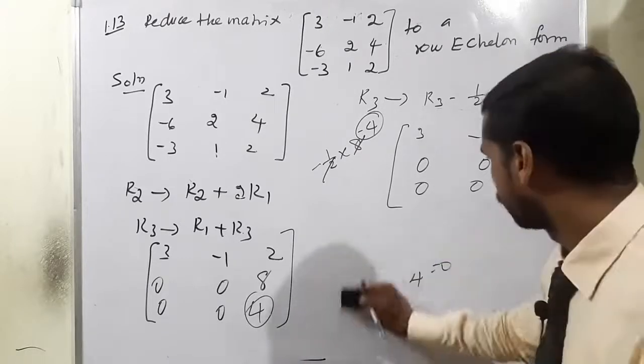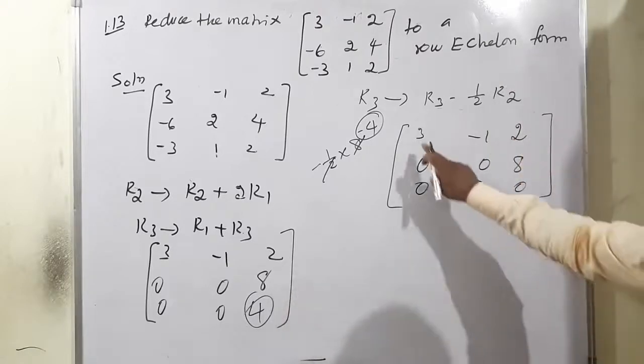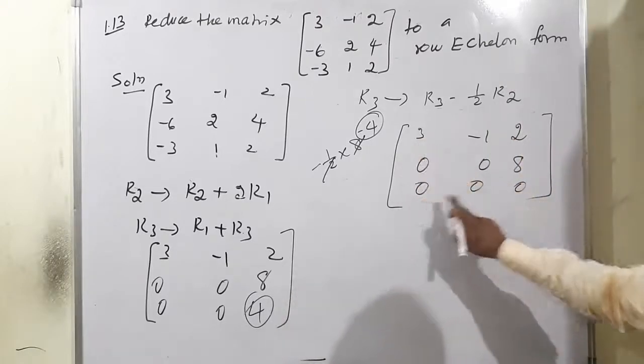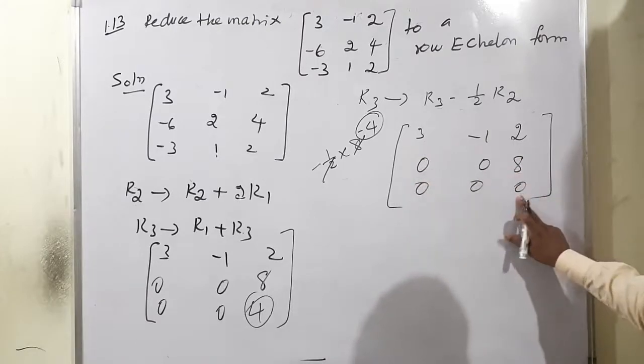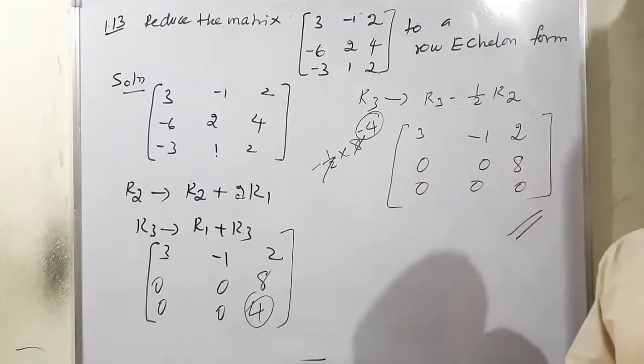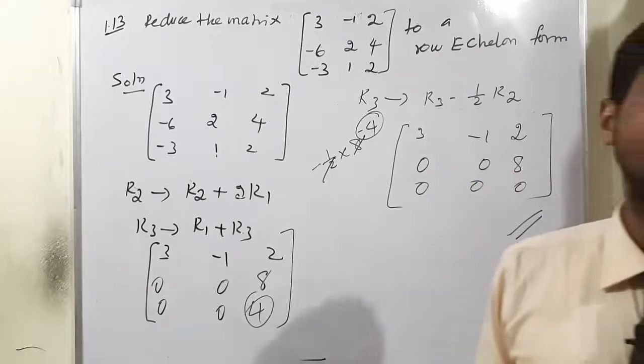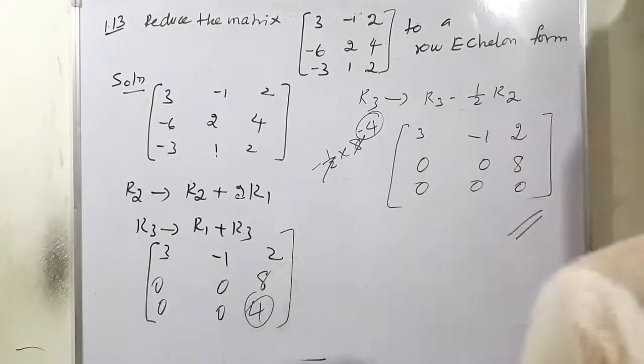Now this is our row echelon form. What is the meaning? When the non-zero digit starts, under the term it is 0. Then in the second row, the third element non-zero digit, under the term will be 0. This is what we call row echelon form. Okay, I will continue with the next example. Stay on the line.